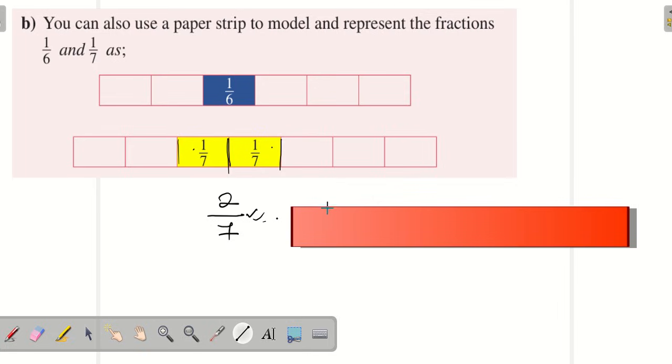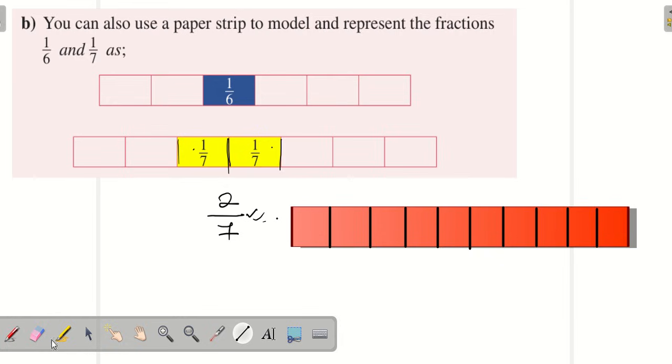So we have 1, 2, 3, 4, 5, 6, 7, 8, 9, and the last one is 10.